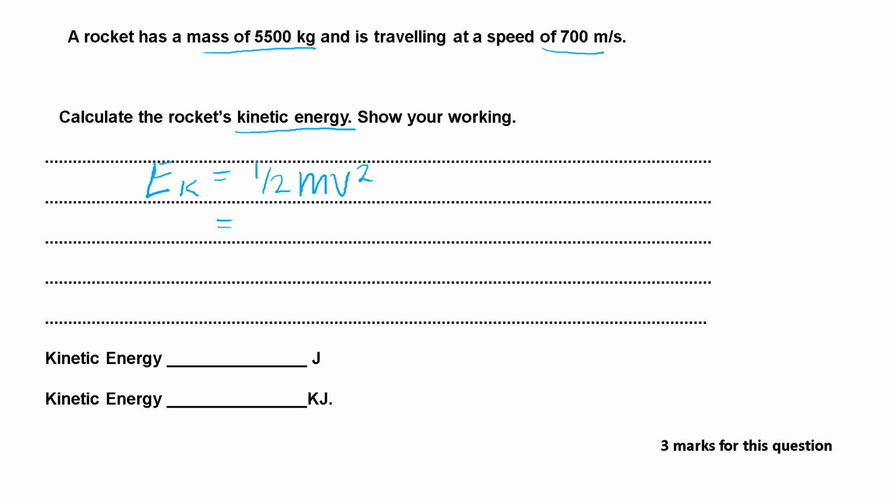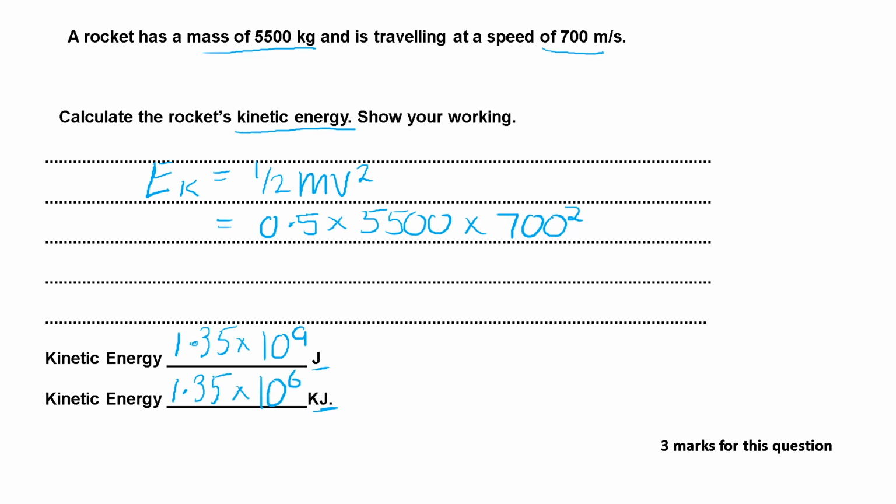Then we put our numbers in, so we're going to have a half, which is 0.5, times the mass, which is 5,500 kilograms, times the speed squared, so that would be 700 squared. And if we calculate that out, we get an answer of 1.35 times 10 to the power of 9. Now, if we have to convert that joules here into kilojoules, 1,000 joules are in a kilojoule, so we would divide our answer by 1,000 and we would end up with 1.35 times 10 to the power of 6 kilojoules.